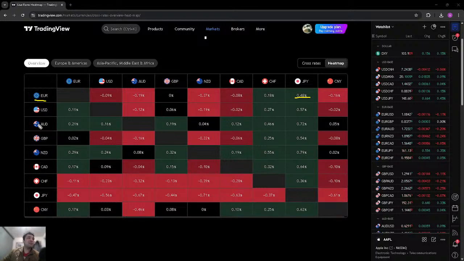And if we compare the Australian dollar with the yen right here, we can see that the Australian dollar is super strong compared to the yen. Similarly, if we look at the pound and the New Zealand kiwi against the yen, the pound has given 0.54%, but NZD has given around 0.79%. So it is really important to understand right now that NZD is the strongest one.